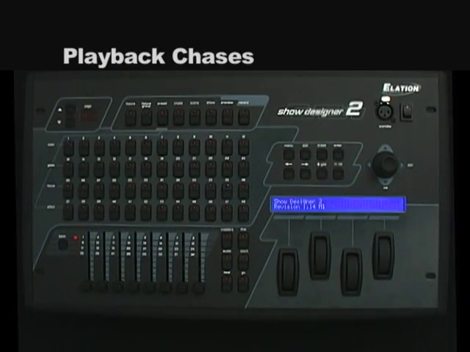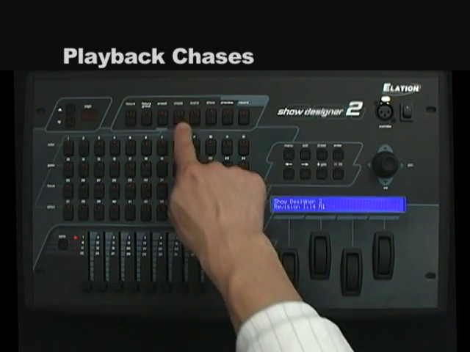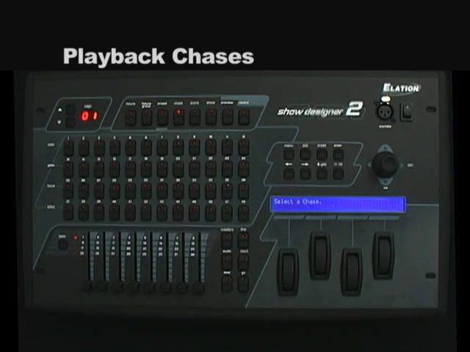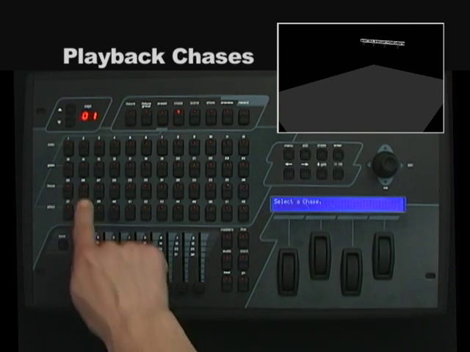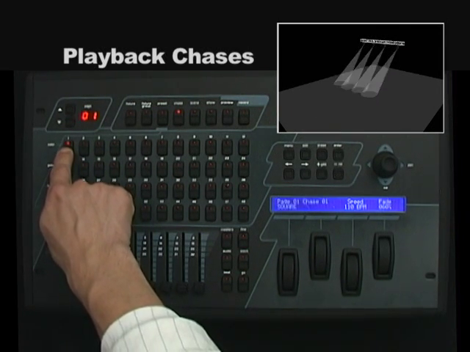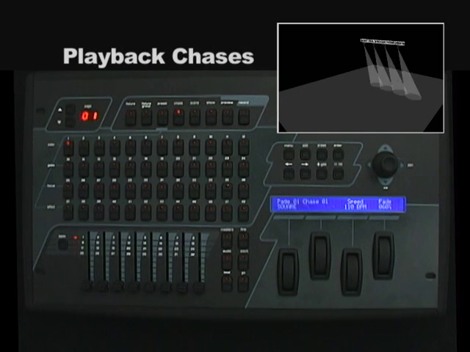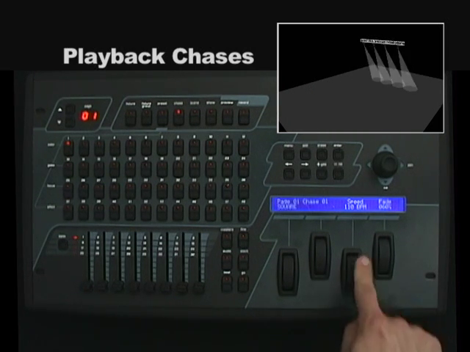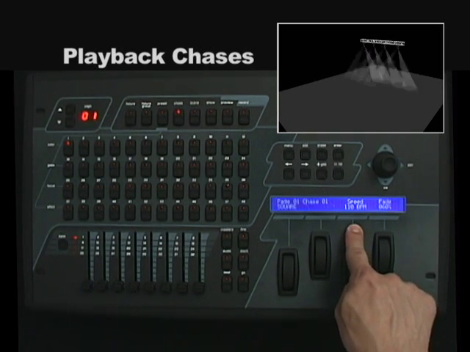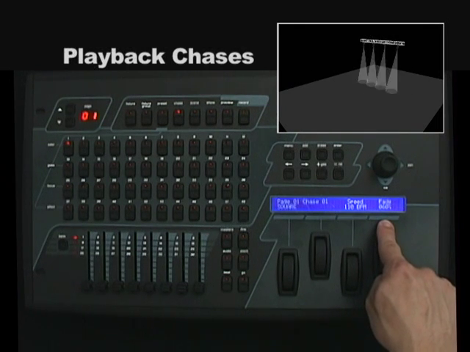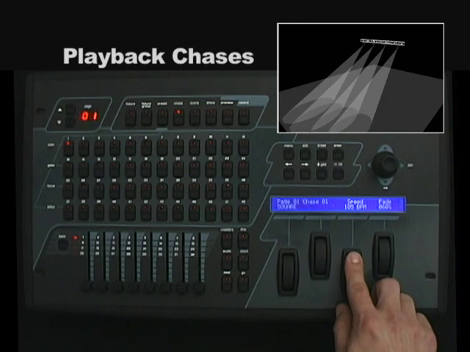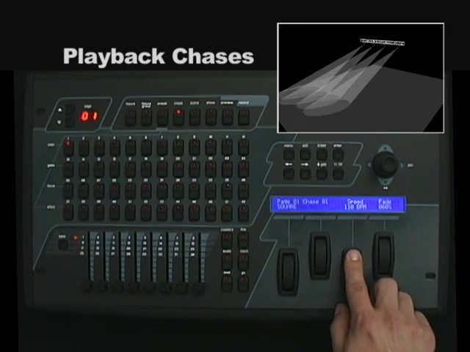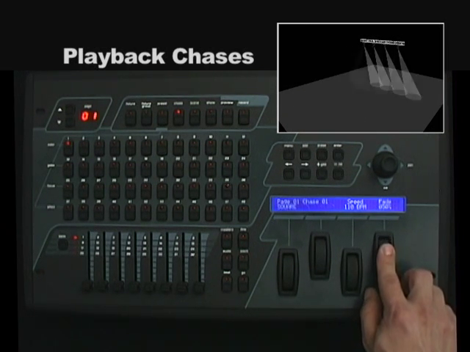To play back a chase or group of chases, press the chase button. You can then play back up to 8 chases at one time. As we recorded chase number 1, which is our square chase, it will begin to run immediately at its preset speed of 110 BPM and a 60% fade. We can adjust these settings at any time using the data wheels below the display.